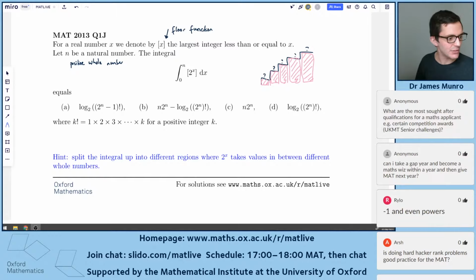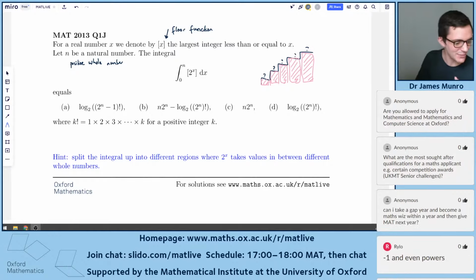Oh, even powers. For getting -1 and even powers. Yes, thank you. There's the 10-minute lag again, by the way. Thank you, Rilo. That's a good question. Thank you, Will. I'm going to scroll back down and look at the coefficients that you put in later, because it seemed like, yeah, -1 and even powers. Great stuff. Good.